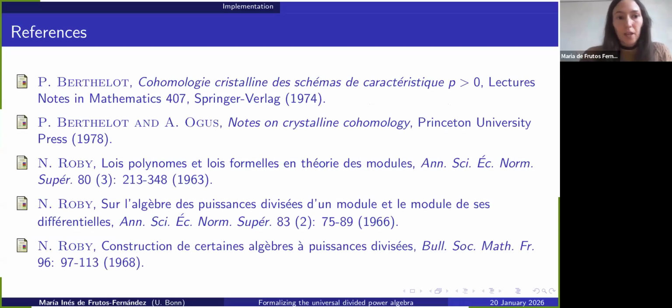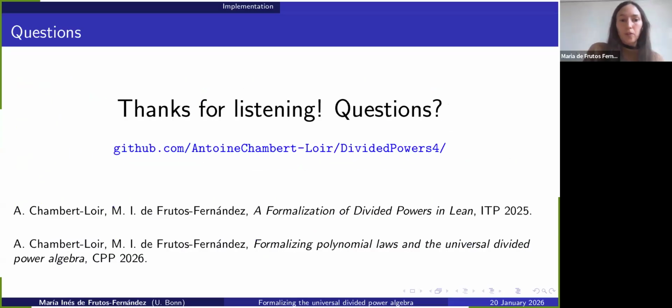These are the main references that we followed. So we have three papers of Robbie and then also two books by Berthelot and Oesterlé. And if you want to check more details, you can check our two papers, or you can also go to our repository and check the sorry-free reconstruction of the universal divided power algebra. Yeah, that's everything. Thank you very much for listening.